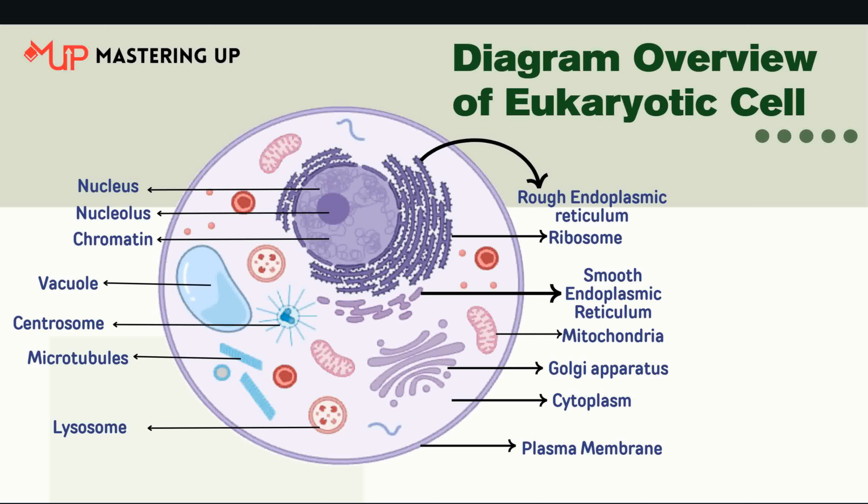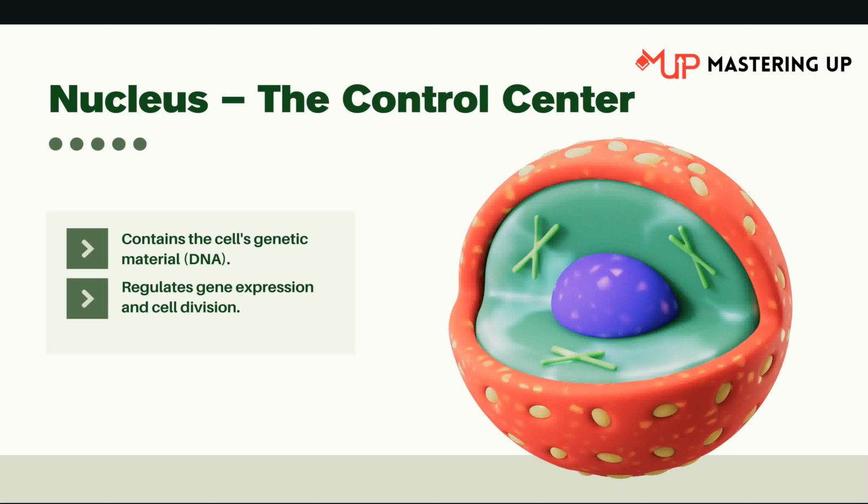So, this is a general diagram of a eukaryotic cell illustrating the major organelles that we will be discussing in this video. Let's now look at each organelle individually to understand its role within the cell. Let's begin with nucleus, the control center.